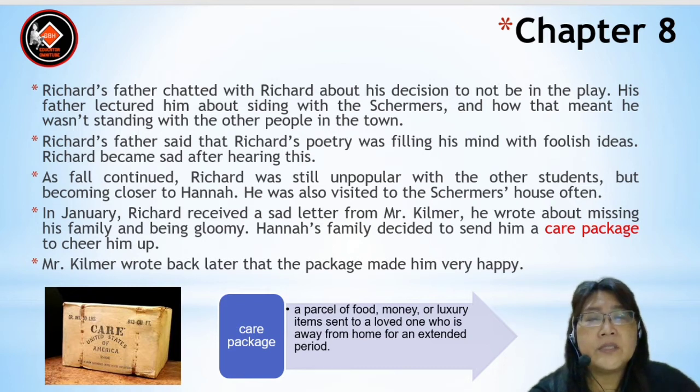Hannah's family decided to send him a care package to cheer him up. Mr. Kilmer wrote back later that the package made him very happy. Care package. It is a parcel of food, money or luxury items sent to a loved one who is away from home for an extended period.